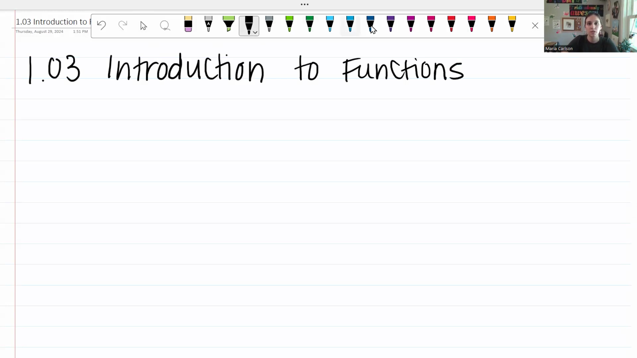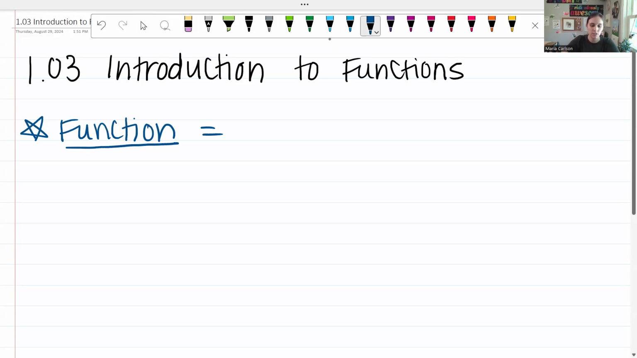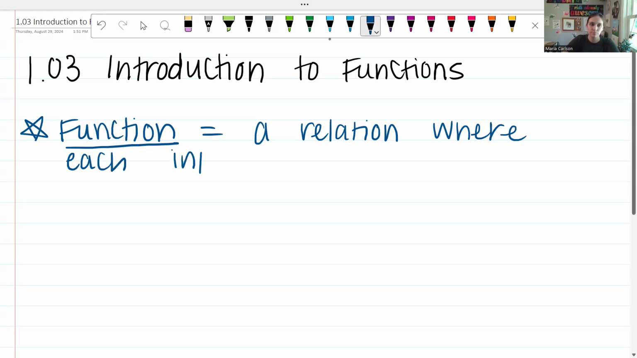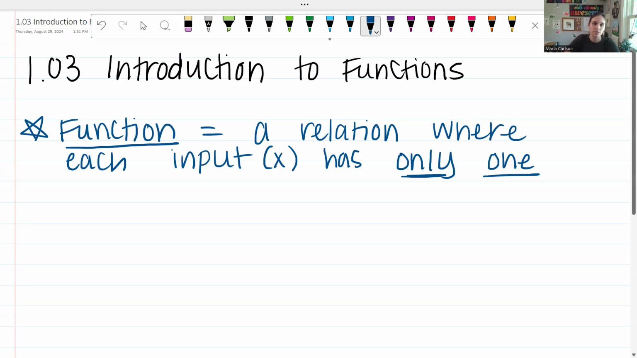So first, we need to talk about what is a function. A function is a relation where each input, which is like an x value, has only one output, only one corresponding y value.